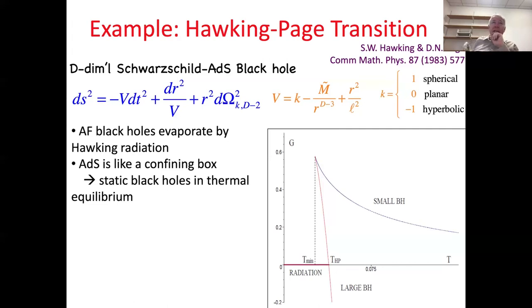And they showed that asymptotically flat black holes will evaporate by Hawking radiation to nothing. But in AdS, the situation is a bit different. It's like AdS is a confining box, and the radiation will be reflected at infinity, and therefore the black hole will come to thermal equilibrium with its own radiation. And so you can get one of two situations.